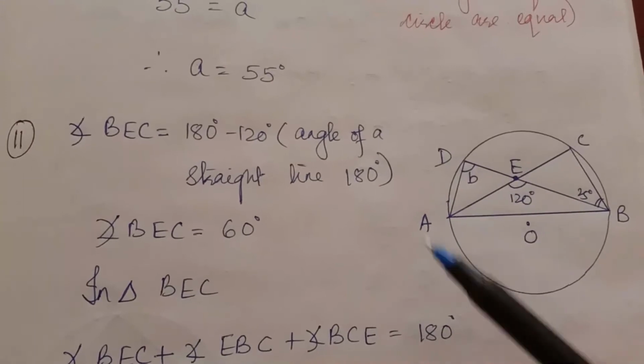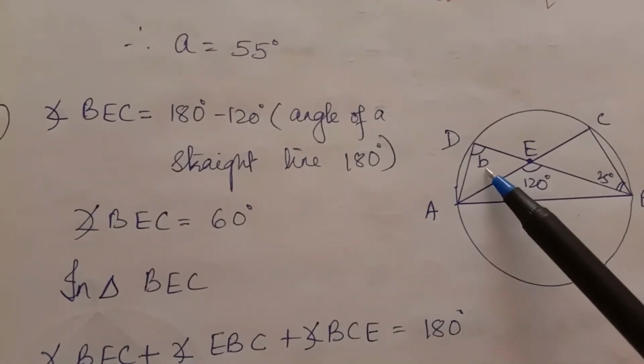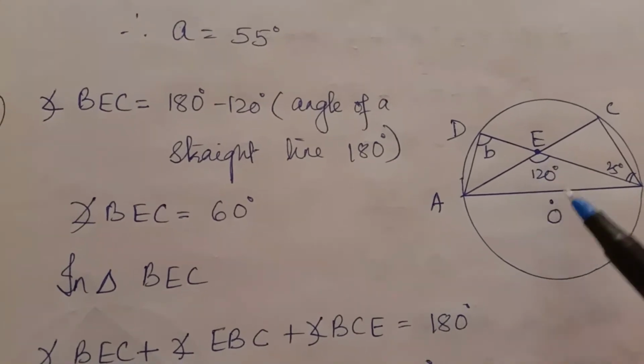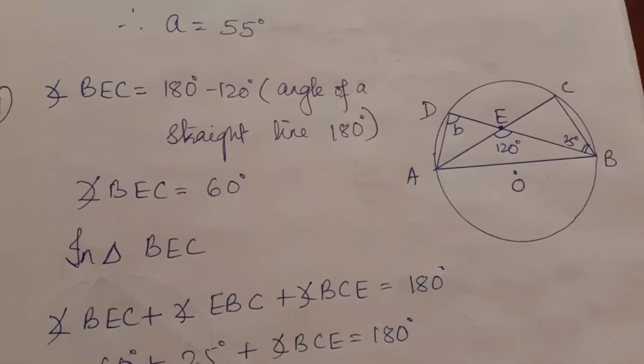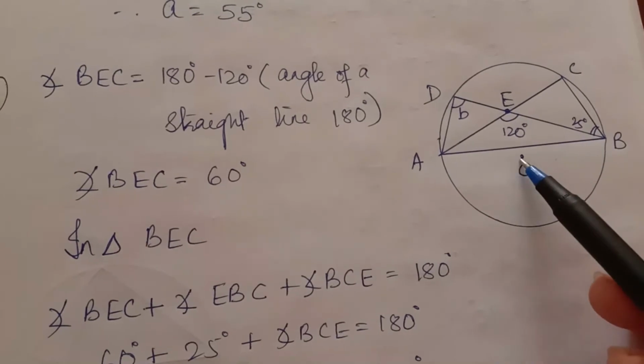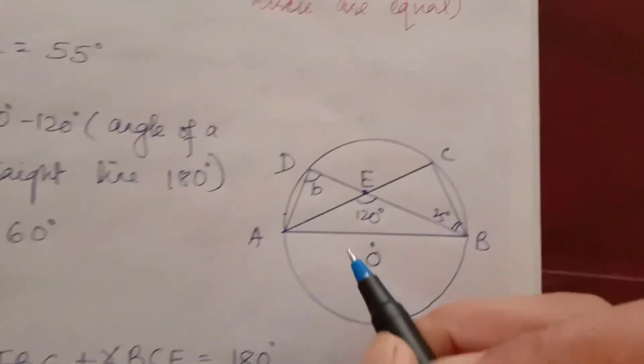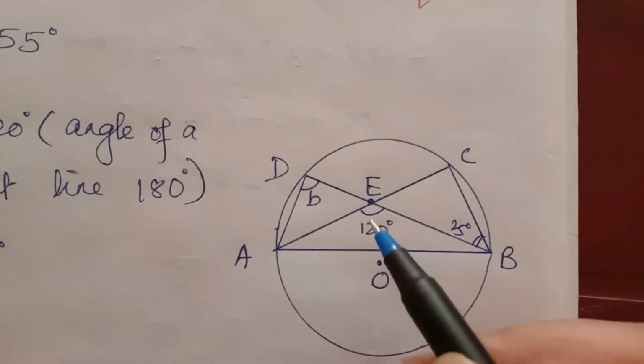Now number 2 is, your diagram is given, here is B. We have to find this angle B. And here it is given 120 degree, center is here. That means AB is not a diameter. Center is down. Now, this side it is given 120 degree.